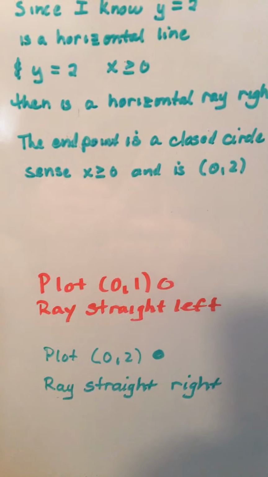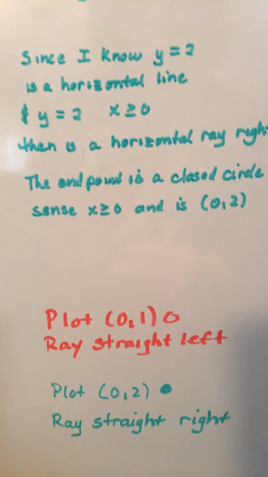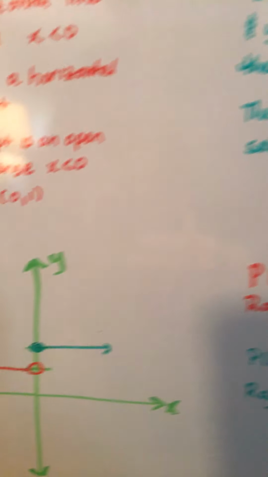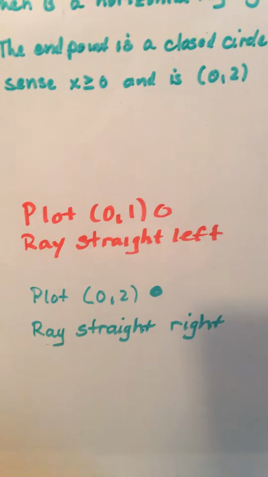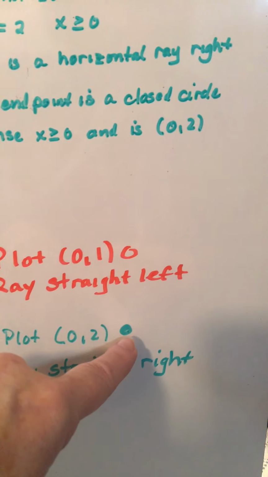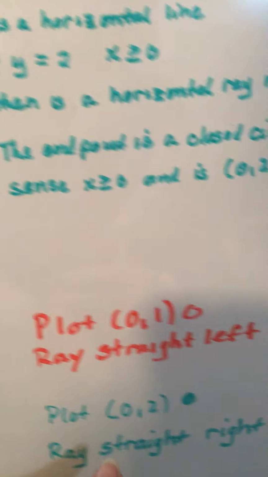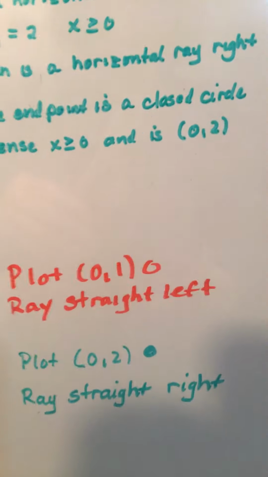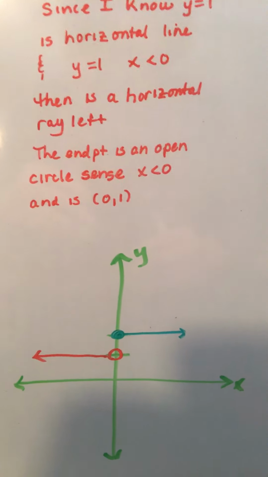So what am I going to do? I'm going to come down and plot 0, 1 as an open circle. And then I'm going to go straight left. So I plotted 0, 1, and I went left. Second, I do the second function, which is the one underneath. I plot the endpoint, which is a closed 0, 2. And then I'm going to make a horizontal segment straight to the right, which is what I did.